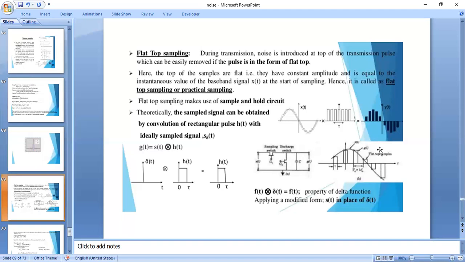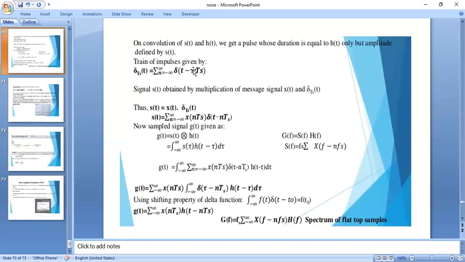If you reconstruct, you will get it like this. For flat top sampling, the train of impulses should be considered like this. The signal s of t is obtained by multiplying the message signal with the train of impulses. Now the sampled signal g of t is equal to s of t convolved with h of t. You will get g of t like this, and if you apply the Fourier transform, you will get G of f.